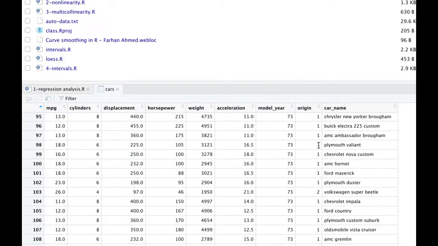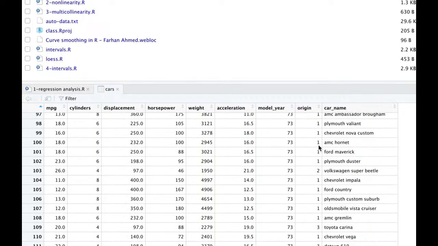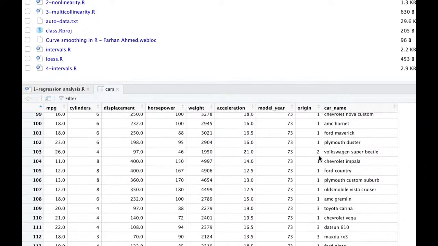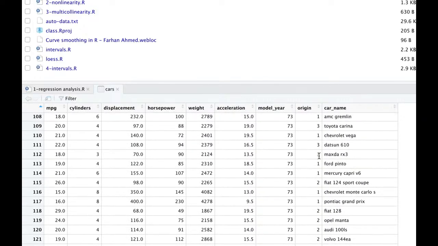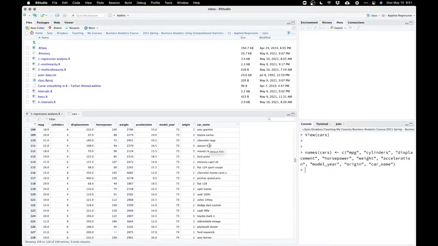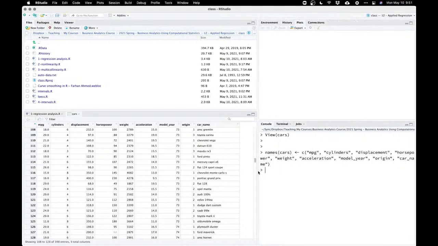Does anybody remember what the origin is? 1 is US, and 2 is Europe, and 3 is, in this case, only Japan. It was the 1970s. They were like, Japan, they can't make cars. Then the 1980s happened and Japan killed them all.